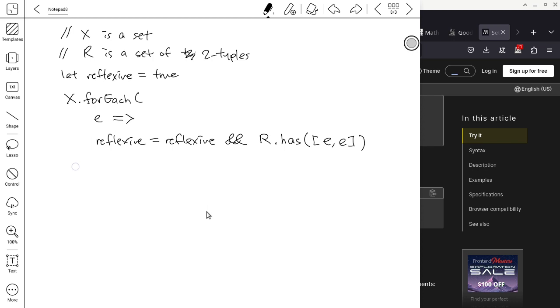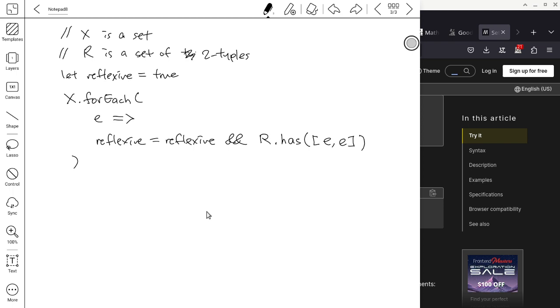So once again, I'm not really sure if this is going to work because I'm not sure whether the built-in can compare two tuples or not. I'm suspecting it cannot, but the idea is like this.